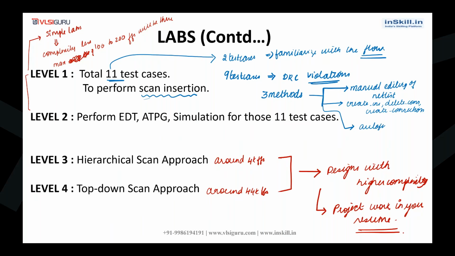In the auto fix method, the tool itself will automatically add the logic in order to resolve the violations. We will try to understand how we can fix the DRC violation using all these three methods: manual netlist editing, the create instance, delete connection, create connection method, and the auto fix method. We will also understand which of these three methods is widely preferred and why, and we will compare all three methods of fixing the DRC violation.